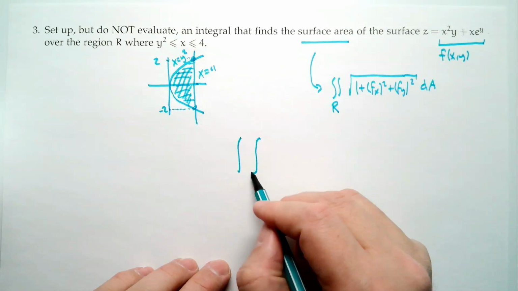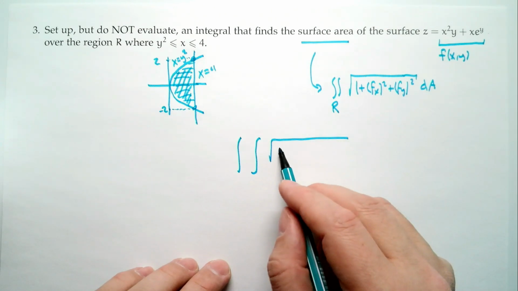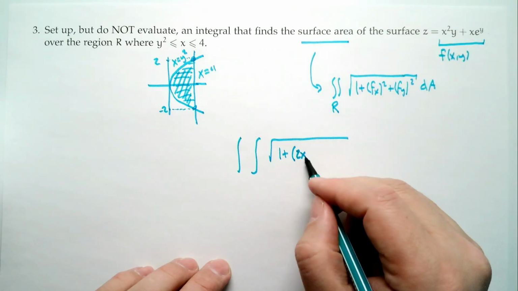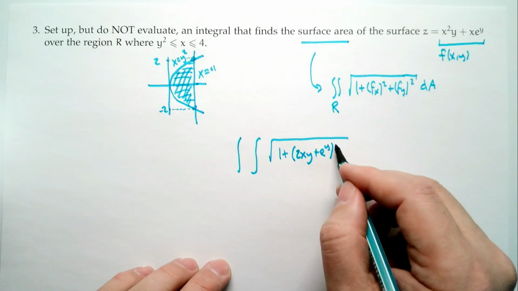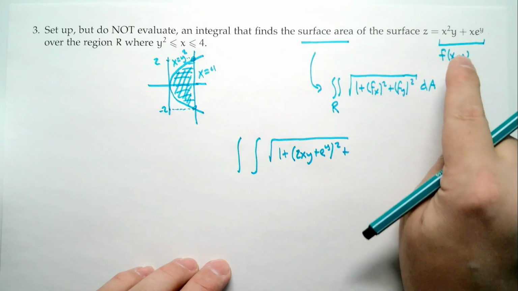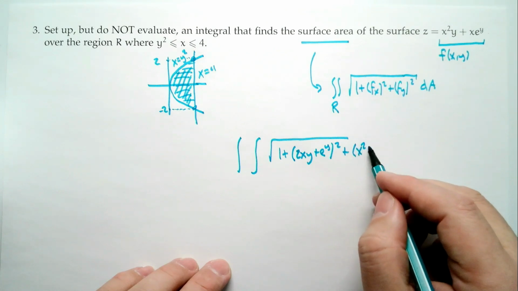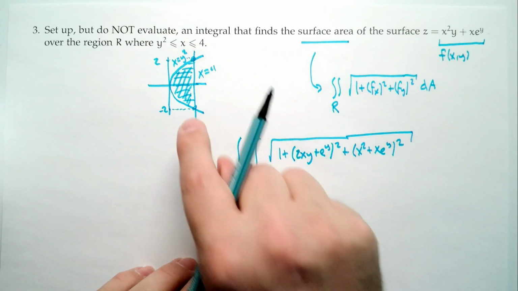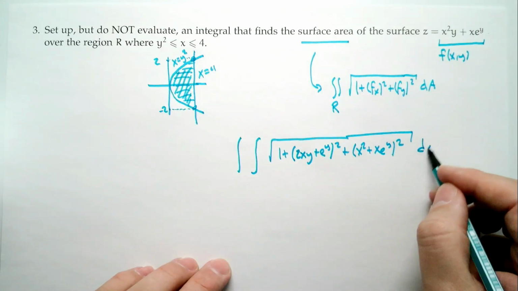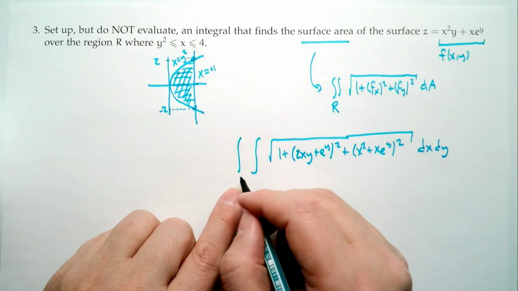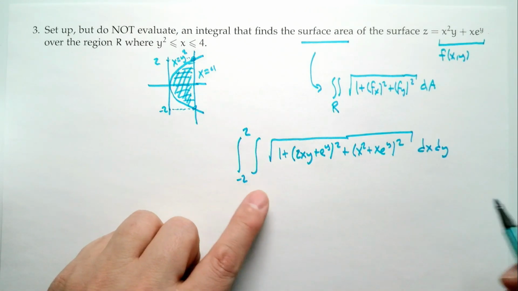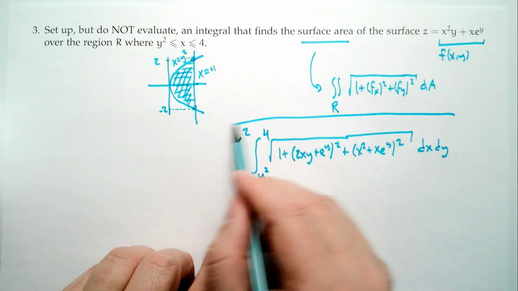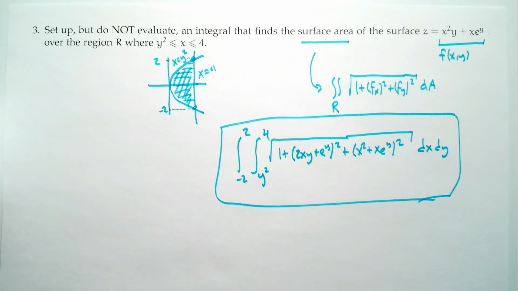So integral, square root of 1 plus, take the derivative with respect to x. We get 2xy plus e to the y, squared, plus, take the derivative with respect to y, x squared plus x e to the y, squared. And now, the way we talked about our region is a dx dy. y goes from negative 2 to positive 2. x goes from y squared to 4. And that's our surface area.